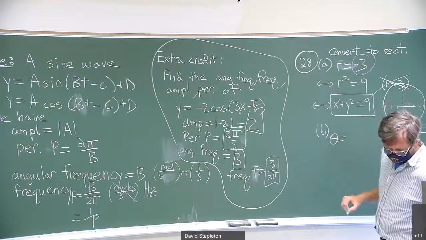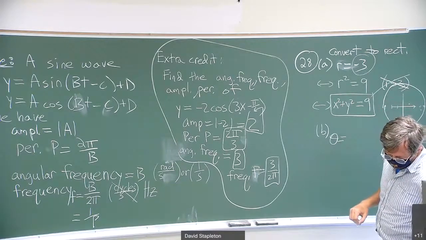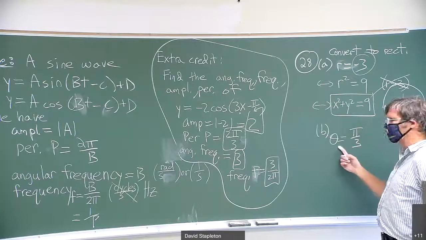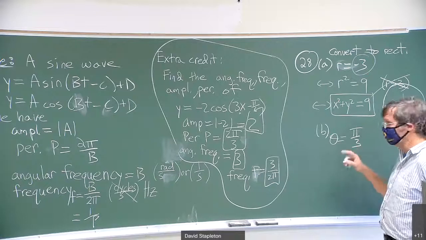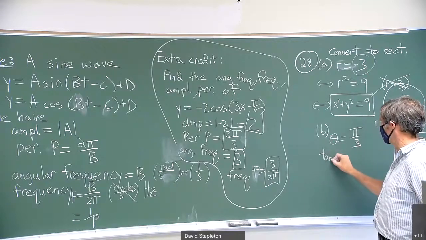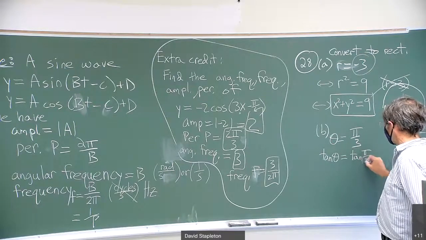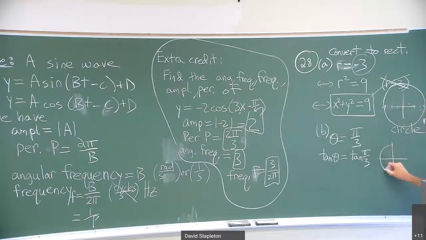Theta equals pi over 3 in part B. How do I convert that? I don't have theta in my conversion, but I do have tangent theta, so I'll take tangent of both sides. Tangent theta equals tangent pi over 3. What is tangent pi over 3? I run to the unit circle, and pi over 3 is 60 degrees. I recall the memorized circle. I told you that you'd need it all semester, so we did. Square root 3 over 2. Tangent is this side over this side.